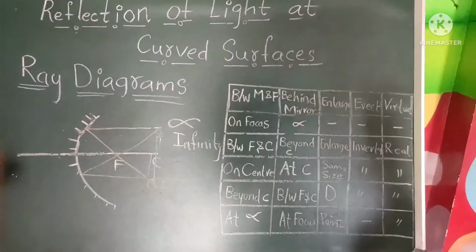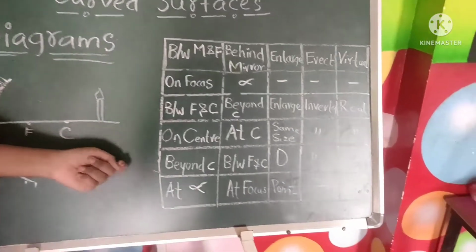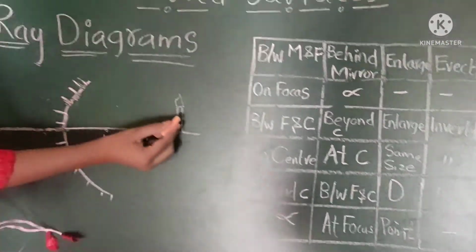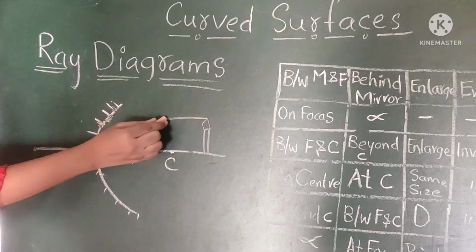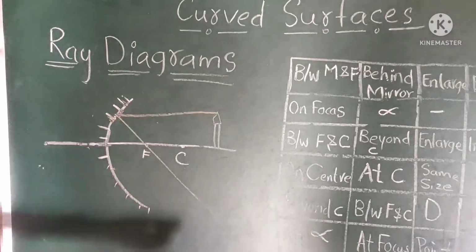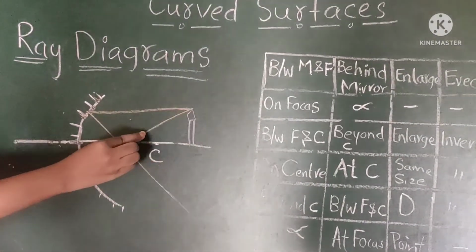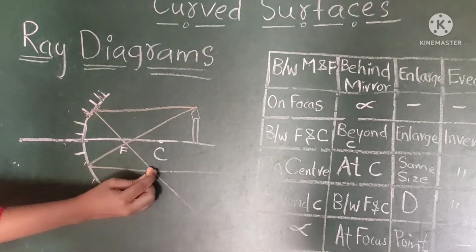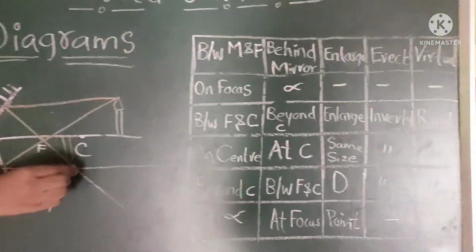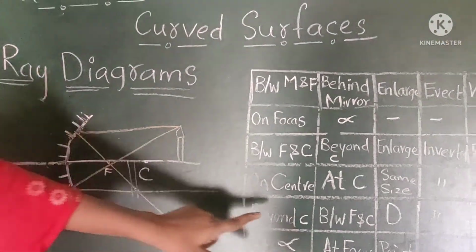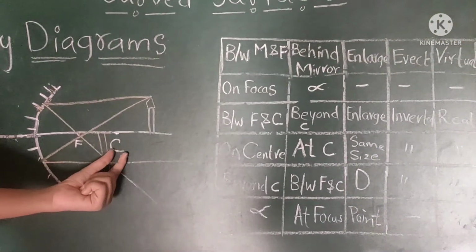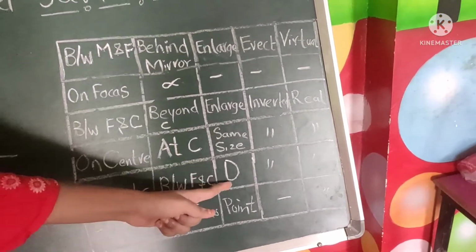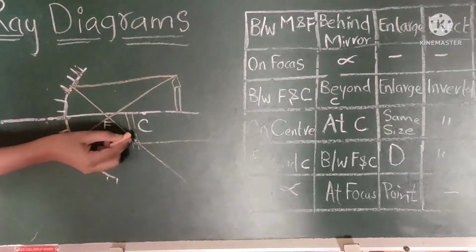So now next, let's see next one, beyond C. It means beyond center of curvature object is placed. Incident ray parallel to principal axis passes through focus, then passing through focus will be parallel. So here it is the meeting point between focus and the center of curvature. This is the position of image. Image is formed here. Now how is the image? It is diminished.